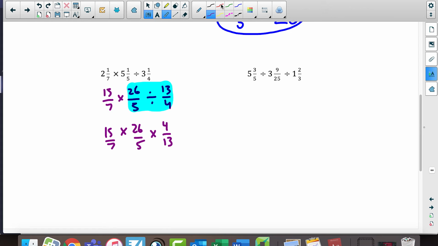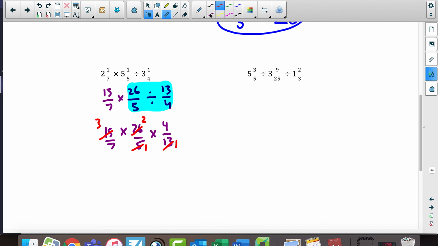I can cross cancel or ninja slice right now. Remember, any number on top works as long as you can find something on the bottom that cancels with it. So I like the 26 and the 13. 13 goes into both of them. 13 divided by 13 is 1. 26 divided by 13 is 2. Also the 5 and the 15, you can divide both of those by 5. 5 by 5 is 1. 15 by 5 is 3. And I think that's it.